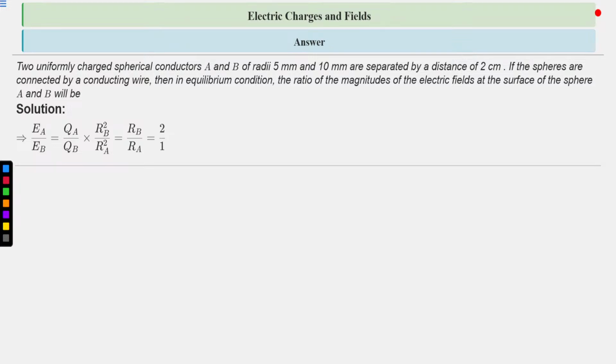We can solve this. So this becomes QA upon QB and this RB square upon RA square. QA upon QB is 1/2, and RB upon RA is 2. So this will become 4, this will become 2, and 1/2. So the final ratio will become 2:1. Got it.